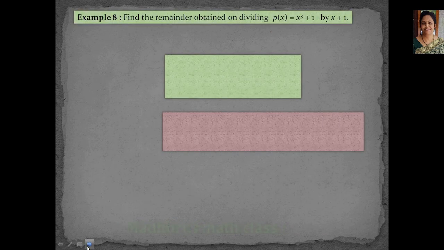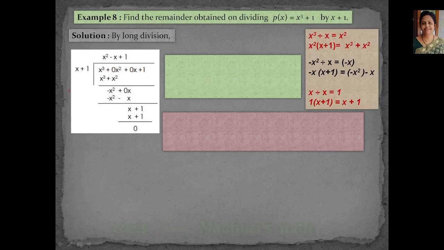Find the remainder obtained on dividing P(x) is equal to x cube plus 1 by x plus 1. Here x cubed plus 1, in between the x squared term and x term is not there. So you will write plus 0x squared plus 0x plus 1, so all the terms are there. The first term of the dividend is x cubed, the first term of the divisor is x. So x cubed divided by x is what? x squared. So x squared will be the first term of the quotient.